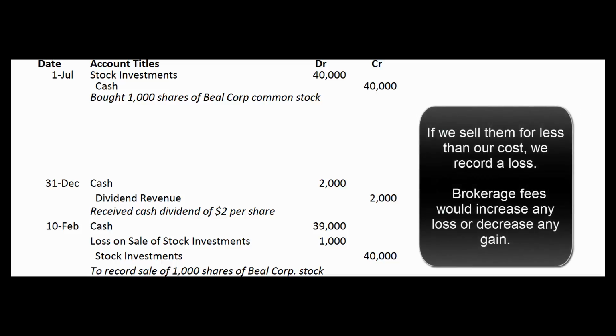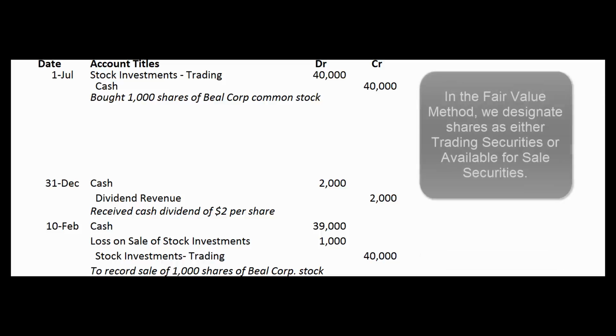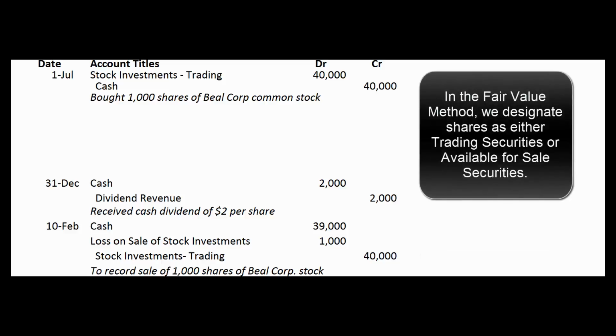So then February 10th comes along, we decide to sell these shares. We sell them for $39,000. They were on our books for $40,000. So we've got a $1,000 loss, and that loss will show up in other expenses and losses on our income statement. In other words, not part of our operating income. That's all there is to the cost method.